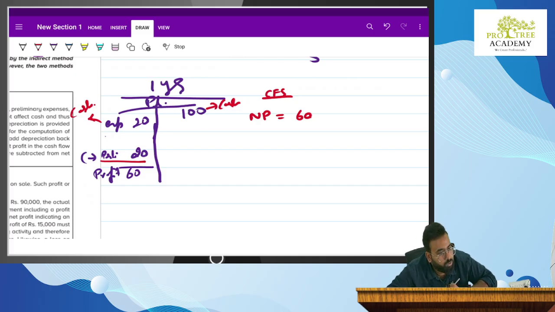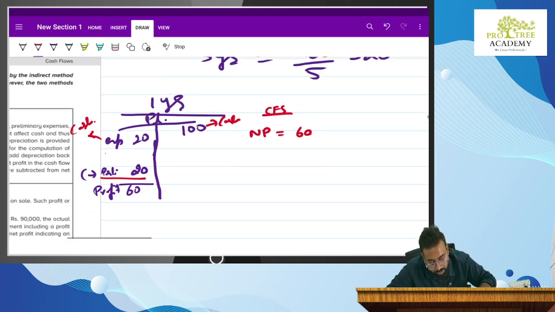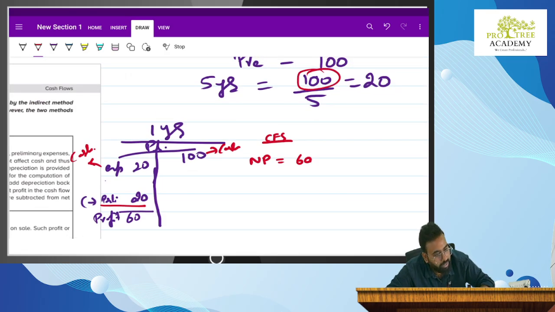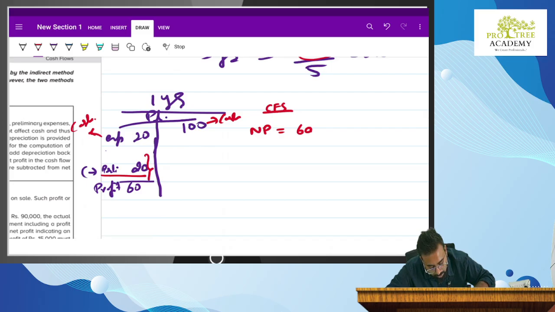How much preliminary expense have we taken? 20. Okay. But tell me whether only 20 rupees has gone as cash outflow. How much is the actual cash outflow? The entire amount has been paid in the first year only, no? But how much have you actually reduced? 100. Correct? So 20 is already accounted. The remaining 80 also has to be accounted.